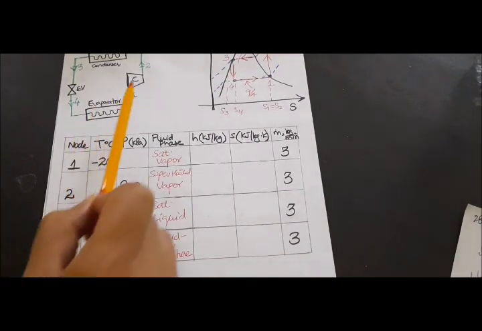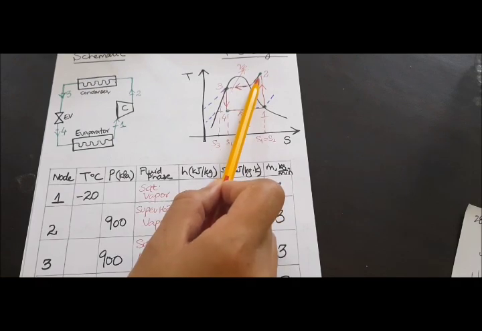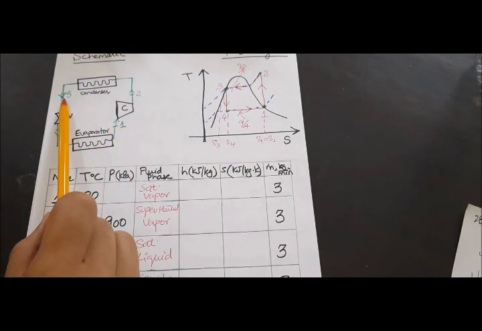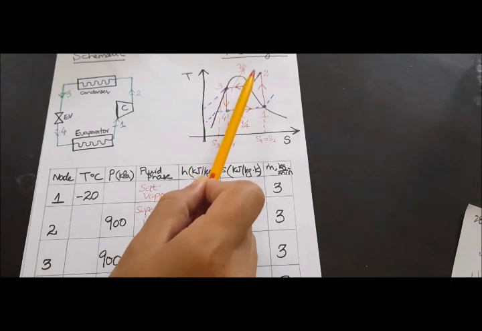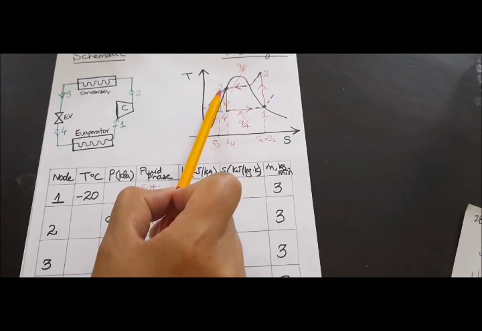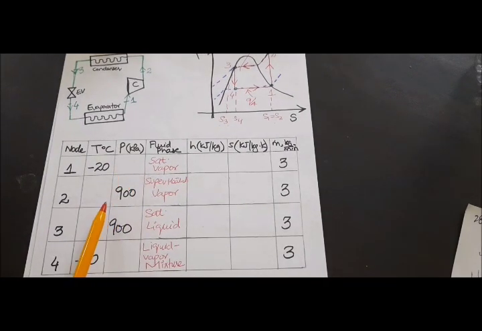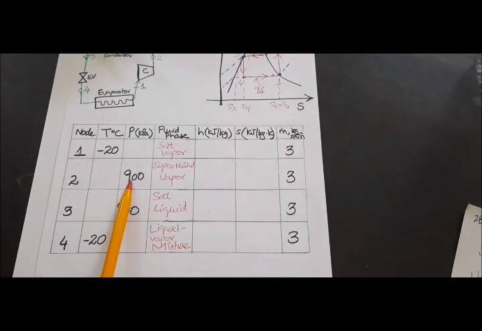At 2, after compression, we do not know the temperature, but we do know the pressure, because it is given that from 2 to 3 the condensation pressure is constant. Whatever is the pressure at 2 would be the pressure at 3, because this is an isobaric curve, as you can see from 2 to 3. And that is known, which is 0.9 megapascal, or since it is kilopascal, 900 kilopascal.